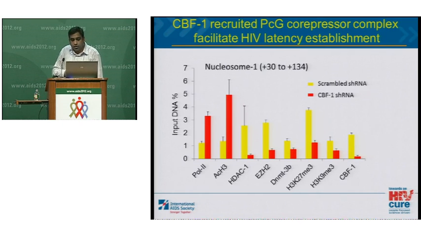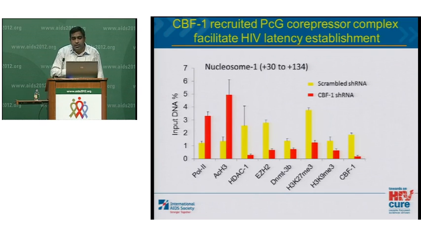And these results also suggest that CBF1 recruited co-repressor complexes carry the enzymes which induce these heterochromatic modifications. And in fact, we found the corresponding loss of EZH2 following CBF1 knockdown. And EZH2 is an enzyme which catalyzes the methylation of histone 3 at position 27. And the importance of EZH2 in HIV latency has recently been demonstrated by Jonathan Karn's group.